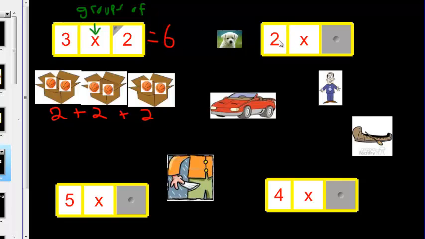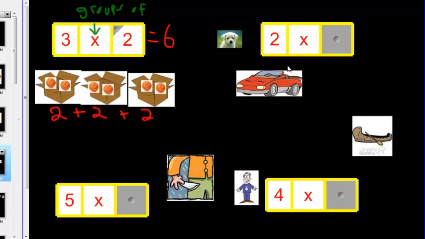How about this equation here? We have 2 groups of something. And again, I got to find some group holders. Let's see here. What could we use? We could use the car, I guess. Let's use the car. We have two groups.